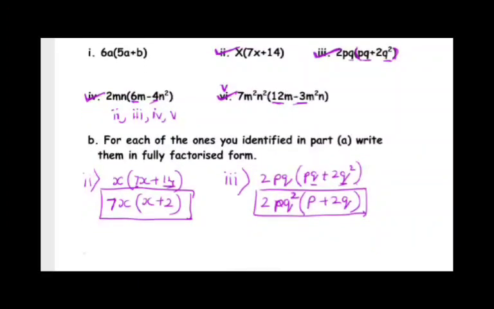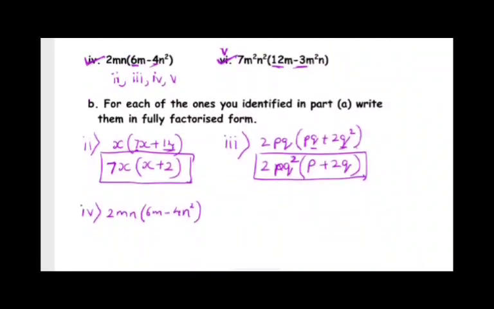The next one, 2mn, 6m minus 4n square. Here we have 2 in common, so this 2 will be multiplied by the 2 over here, so it becomes 4mn, and this one will have 3m. And this one will have the 2n square. Hope this is easy.